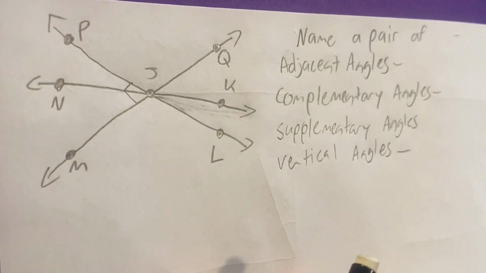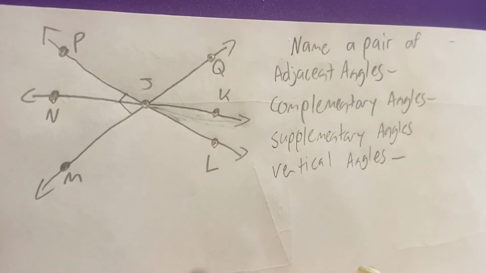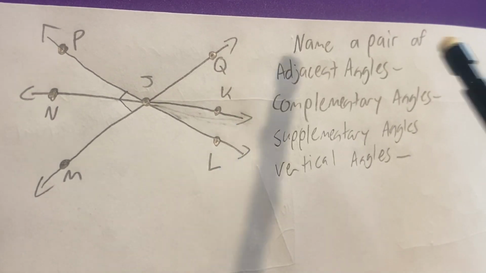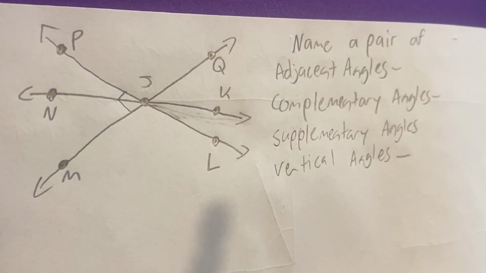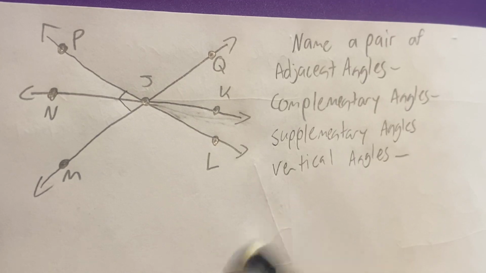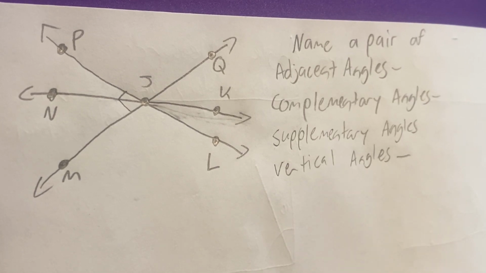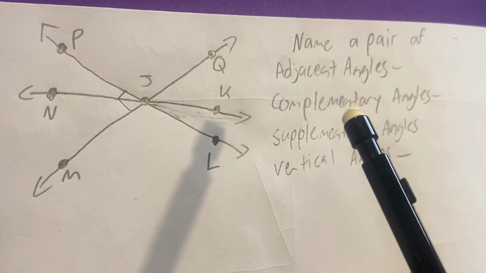Okay, so for the try it yourself section, I want you to first write down this again and also answer the question. I want you to name a pair of adjacent angles, complementary angles, supplementary angles, and also vertical angles based off of this figure. So I want you to do it all by yourself, and I want you to write it down and answer it. This is pretty easy if you're paying attention to our last example. So I want you to pause in 3, 2, 1, pause.